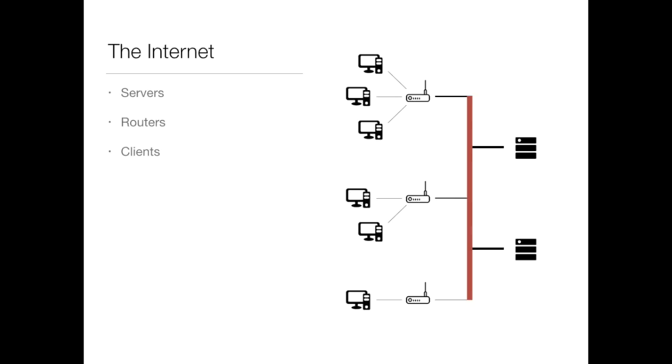But actually what happens is the client sends a request to the server through the router saying, hey, I want this file. Then the server sends the file back. And then the client, the computer, sends an OK message back to the server.